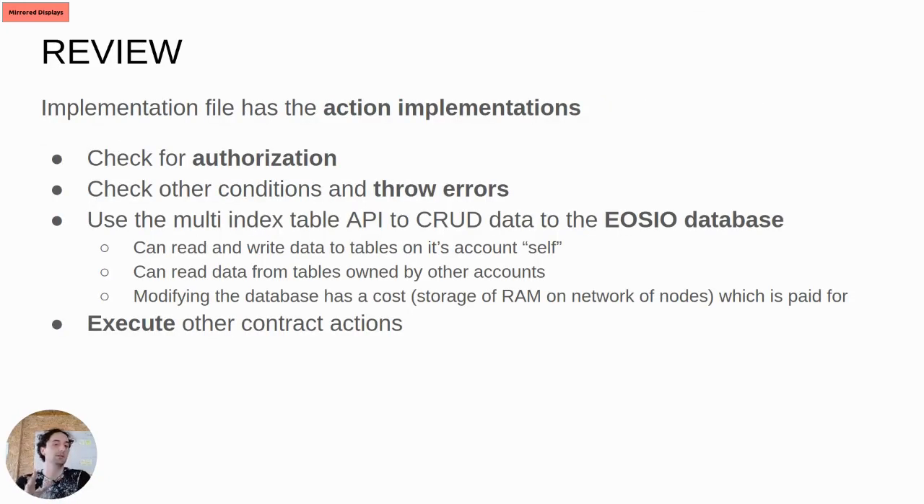The review of the implementation. So firstly, actions can define authorization, who is allowed to call specific actions. They can check other conditions and throw errors, which we didn't quite see, but you can imagine it's certainly possible, whatever kind of conditions you need to check. It then uses the multi-index table API, which has create, read, update, and delete functionality to update the tables in its own database, in its own account. It can also read from any other account's tables if needed. And then it can also execute other contracts. So it can call another contract's actions as needed. We haven't seen that yet either.